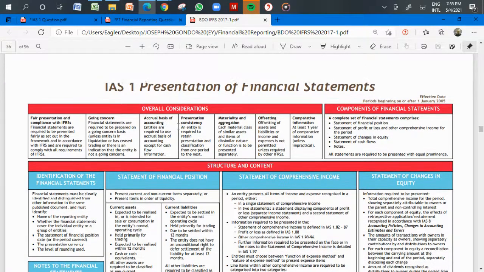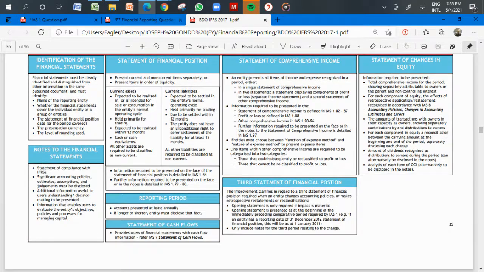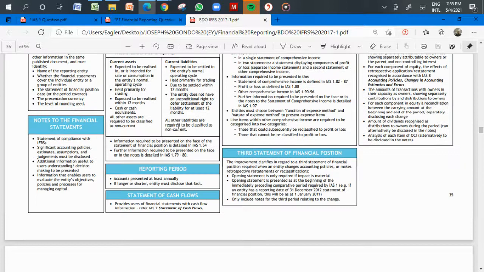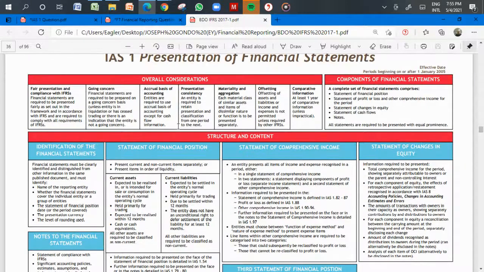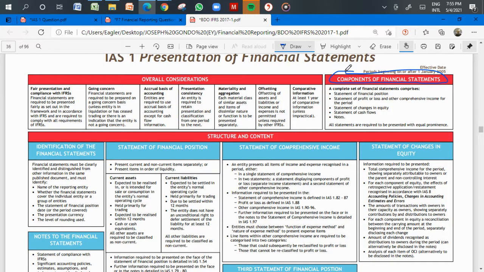Okay. So I'll also send you this one. This one is a good summary. Instead of reading the whole standard, you can use this one. This page only is the summary of IAS 1. So what you need to know are the components of financial statements. We discussed this yesterday. We said we have the statement of financial position, the statement of profit or loss and other comprehensive income, the statement of changes in equity, the statement of cash flow, and the notes. Those are the 5 components, and they are required.